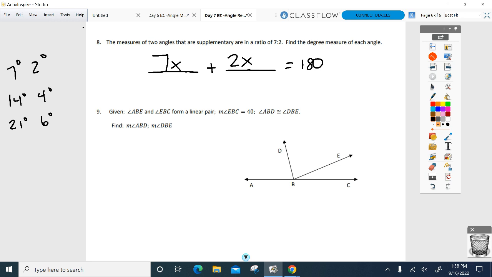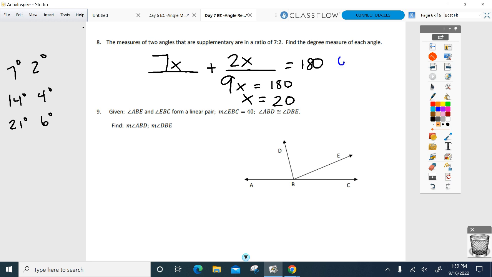Everyone ready to solve? 9x equals 180. X equals 20. Does that mean one of my angles is 20 degrees? No. That means I need to plug it back in and multiply the 7 and 2 by 20 to make sure I figure out what my degree measures are. 20 is not an angle measure, but it is the number I need to multiply by.